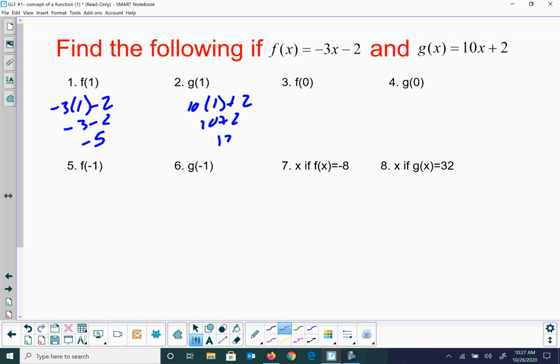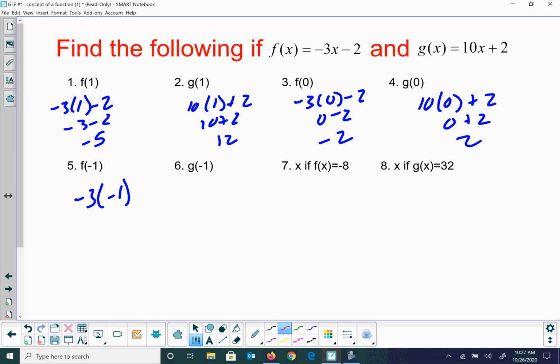This one's going to be negative 3 times 0 minus 2, so that's 0 minus 2, which is negative 2. G at 0 is going to be 10 times 0 plus 2, which is 0 plus 2, which gives me 2. F at negative 1, that's going to give me negative 3 times negative 1 minus 2, which is 3 minus 2, which is 1. G at negative 1, I'm going to go 10 times negative 1 plus 2. So that's going to give me negative 10 plus 2, which is negative 8.